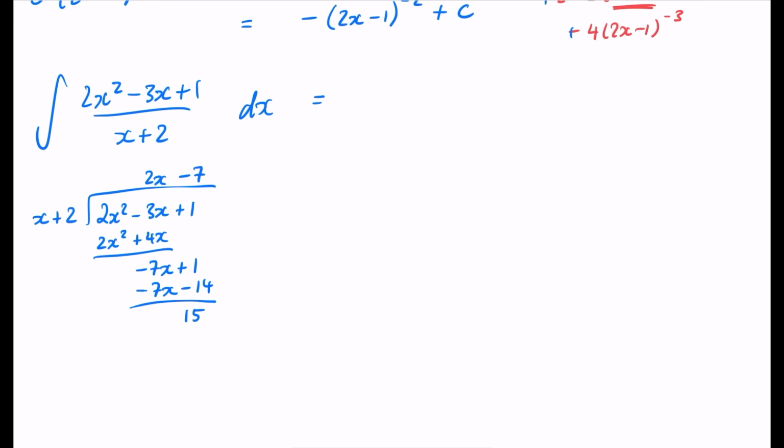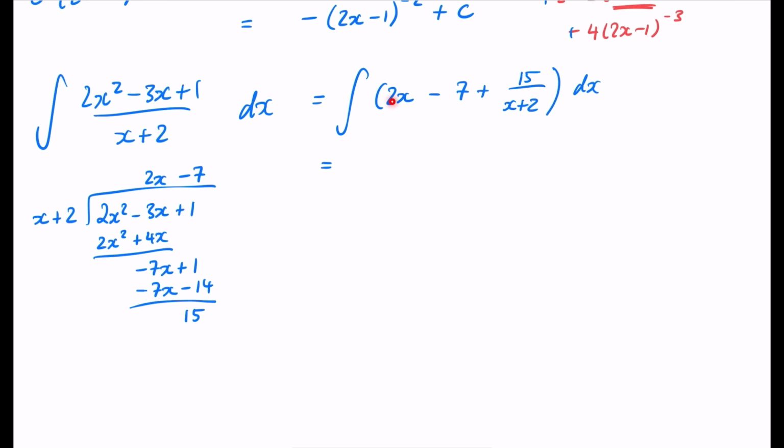So this is the same thing as integrating this part, which is just a 2x and a minus 7. And then there is also a remainder of 15, which is still being divided by the x plus 2. Let me write that a little bit better. We've got that remainder of 15, which is still being divided by the x plus 2, dx.